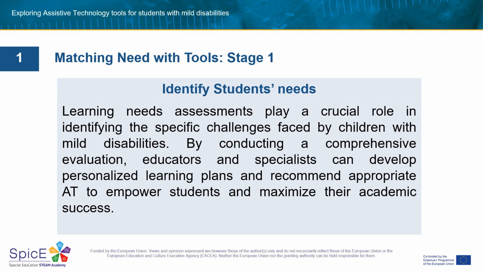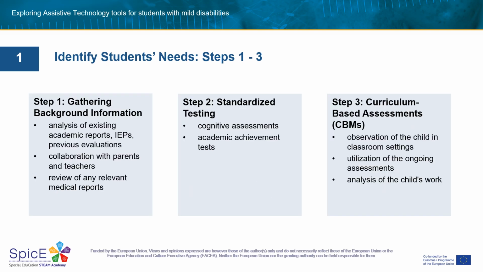The first stage is to identify student needs. Learning needs assessments play a crucial role in identifying the specific challenges faced by children with mild disabilities. By conducting a comprehensive evaluation, educators and specialists can develop personalized learning plans and recommend appropriate assistive technology to empower students and maximize their academic success. This is an important stage and the basis for the next stages.